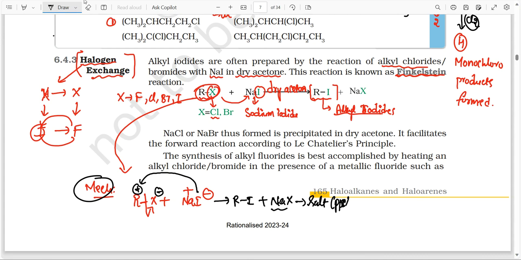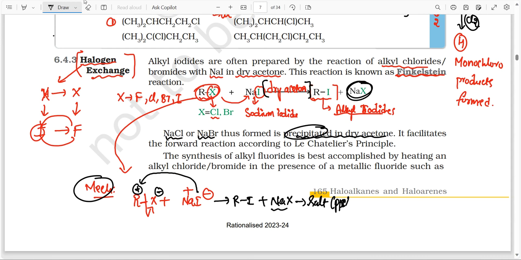Now let us try to understand the below matter. Here, the formed sodium chloride or sodium bromide is precipitated in dry acetone. Now let us try to understand why we take this condition, dry acetone. Because here the formed sodium chloride or sodium bromide is precipitated in dry acetone.